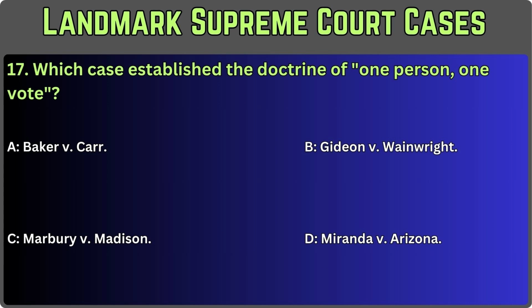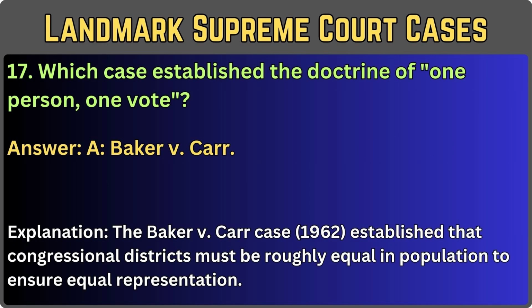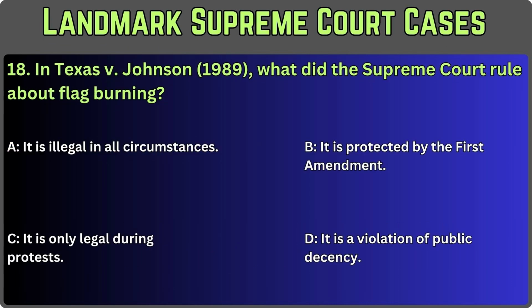A. Baker v. Carr. B. Gideon v. Wainwright. C. Marbury v. Madison. D. Miranda v. Arizona. Answer: A. Baker v. Carr. Explanation: the Baker v. Carr case, 1962, established that congressional districts must be roughly equal in population to ensure equal representation. 18. In Texas v.